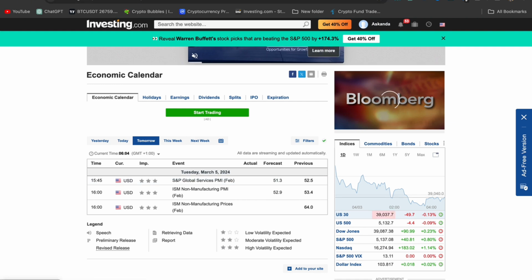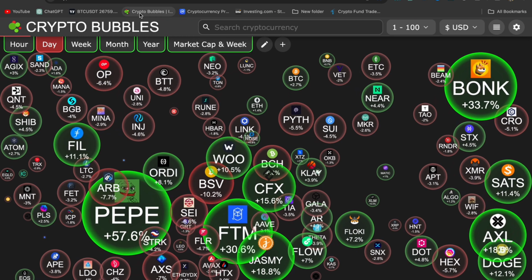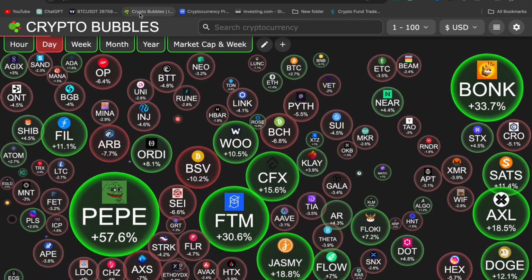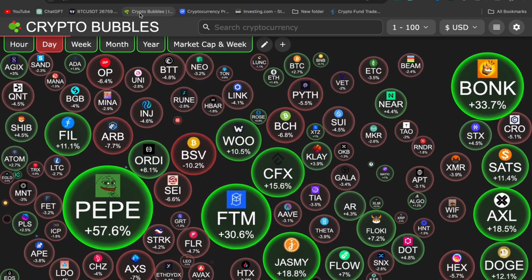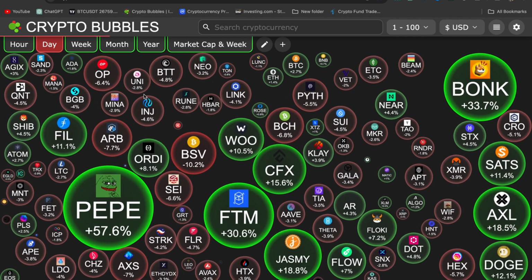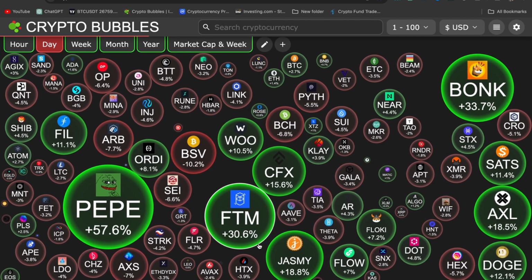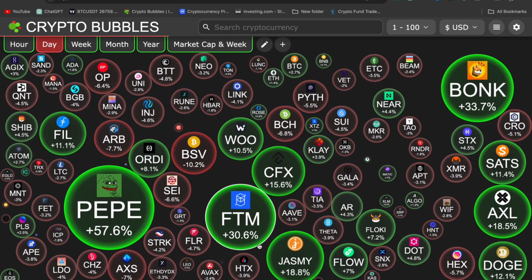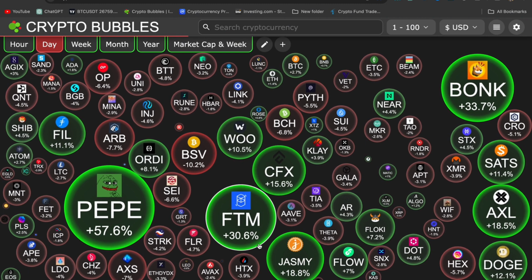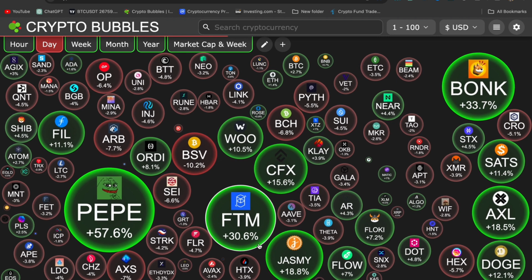So for us to check the general direction of the market, just go to a website called Crypto Bubble, right? So you go to a website called Crypto Bubble. So Crypto Bubble will tell you what the market is currently doing at this point. So for us to check here, we can see that the red coins are more than the green coins, meaning it's either Bitcoin is in a downtrend or Bitcoin is consolidating. It's very important you understand this.